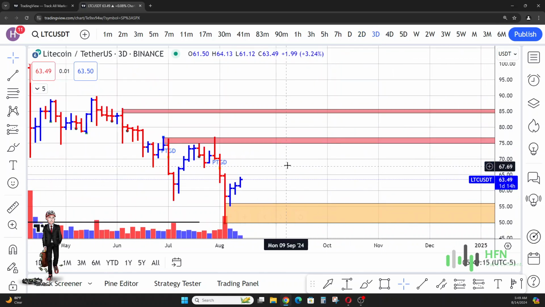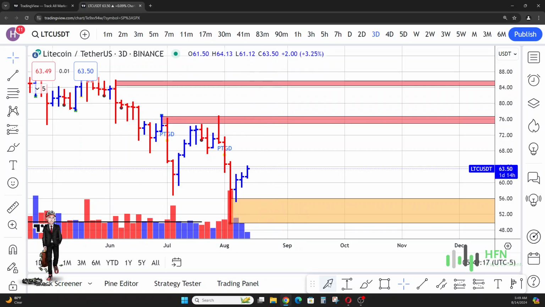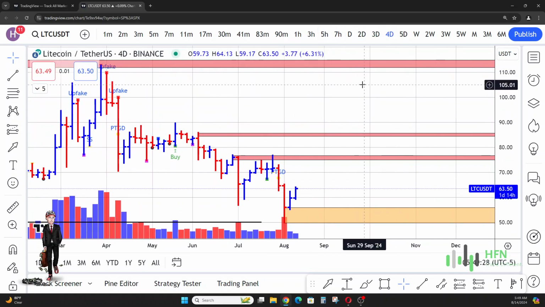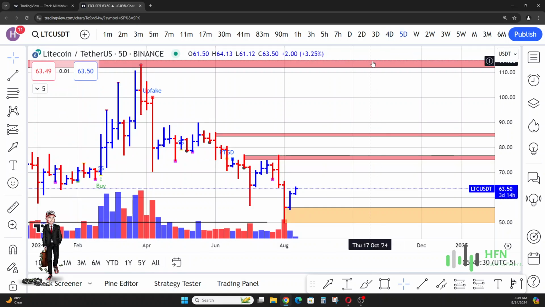Here's Litecoin on a 3-day time frame. Pay attention to the high of this particular 3-day, because we may just see the market run up there and then come back down and test that buy zone for a second time. Here it is on the 4-day chart. Okay, and here it is on the 5-day.